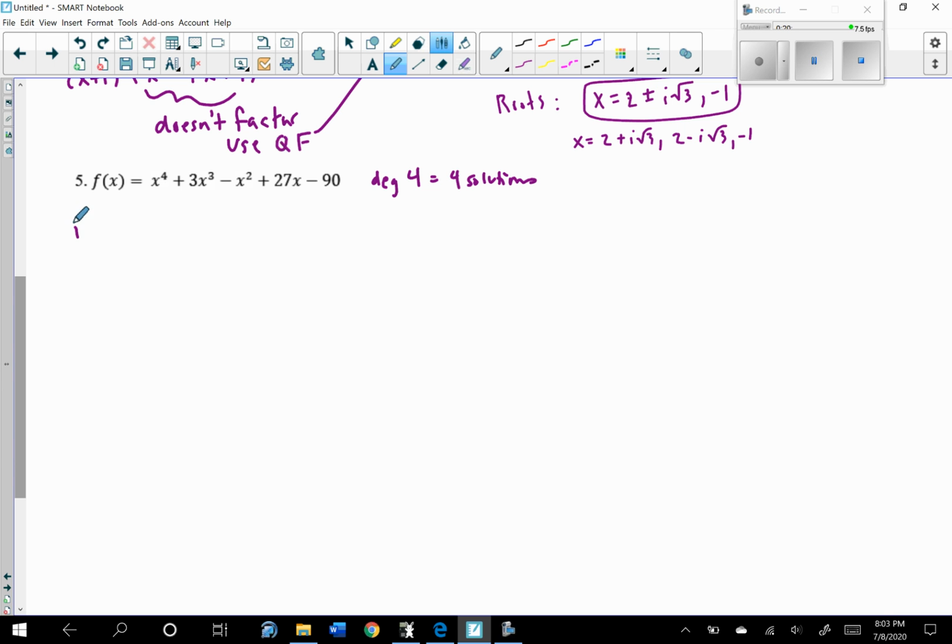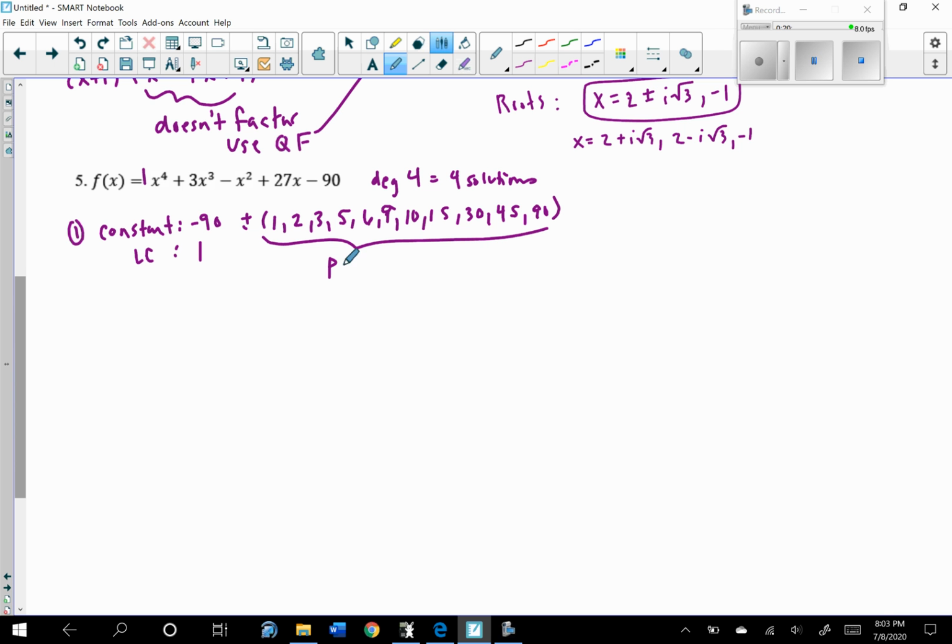So step 1 is going to be to list the possible rational roots. So we have factors of the constant, which are factors of -90 over the leading coefficient, which of course is 1. So that would give us plus or minus 1, 2, 3, 5, 6, 9, 10, 15, 30, 45, and 90. All of that's being divided by 1, so that's just going to give us the same thing.